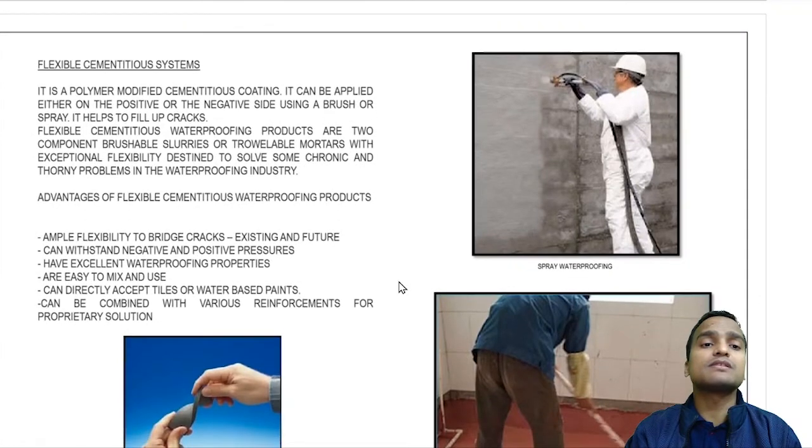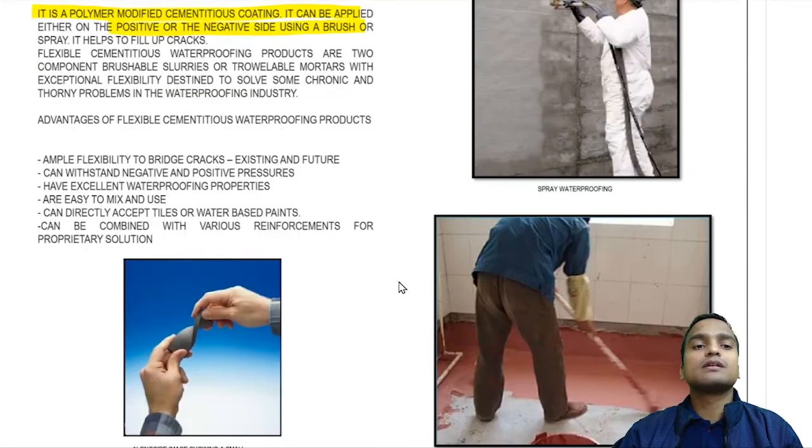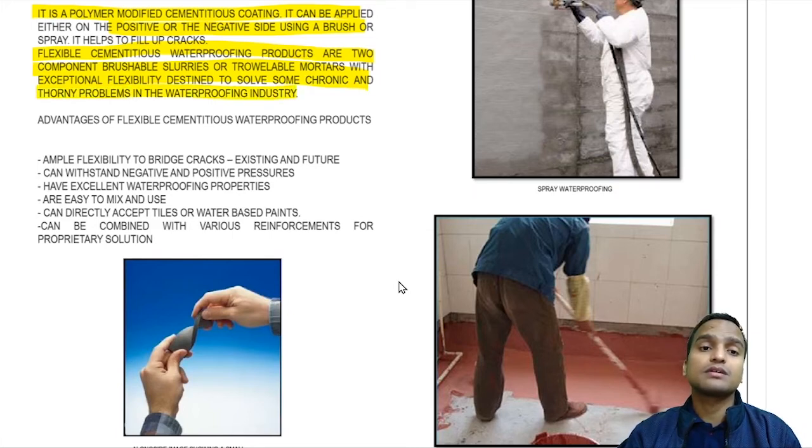Next is the flexible cementitious system, a polymer modified cementitious coating, and it can be applied either on the positive or the negative side using a brush or a spray, and it helps to fill up cracks. The flexible cementitious waterproofing products are two component brushable slurries or throwable mortars with exceptional flexibility, destined to solve some chronic and thorny problems in the waterproofing industry.